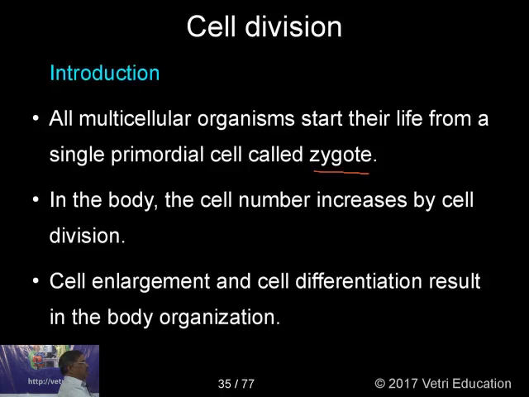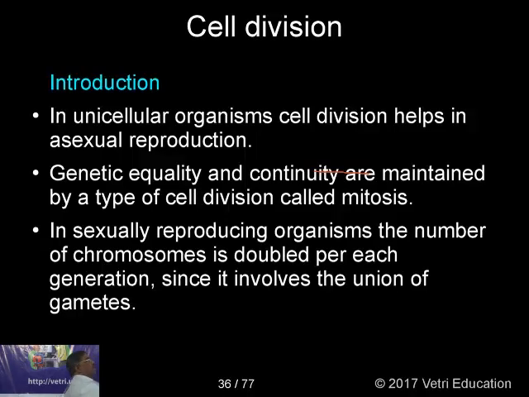So multicellular organisms start their life with a diploid zygote. It has two sets of chromosomes. From this it undergoes cell division, cell differentiation, and organs and organization are developed.